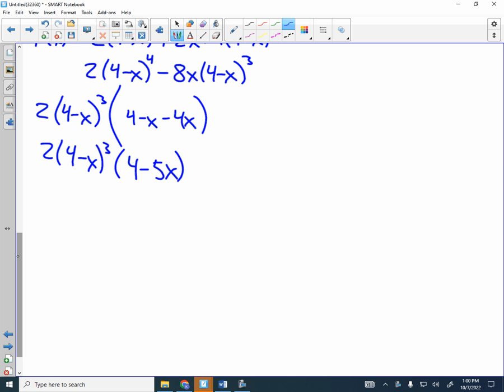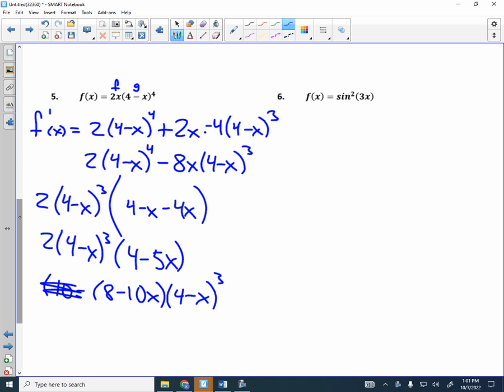Can I distribute the 2 through here? No. Can I distribute the 2 through here? So I will accept either that as an answer, or I would accept 8 minus 10x times the 4 minus x quantity cubed. So either one of those I would accept. Either one is the same. Are you okay with that? Yeah. So now you've seen an example where we use the product rule with the chain rule. That's something we need to be prepared to do, and that's where it gets challenging for people. I'll say that this is kind of the most challenging part for people as a test comes up. Okay, this one gets people.